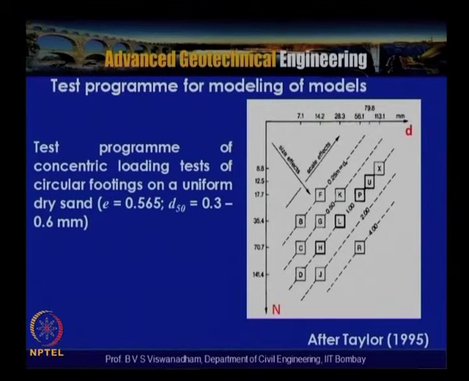So for test J, in order to model a 2 meter footing, a footing diameter of 14.2 mm was considered, but the G level is maintained as 141.4. So that means that in order to get the prototype diameter equal to 2 meters, what we have to do is 14.2 mm into 141.4, which yields a 2 meter diameter footing.